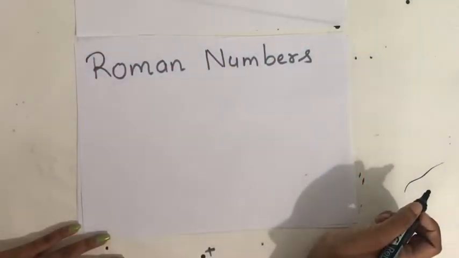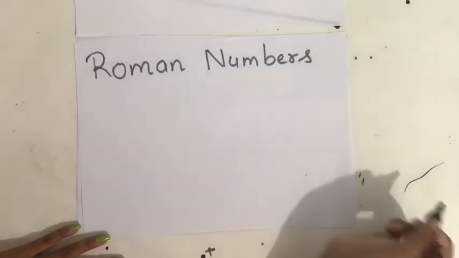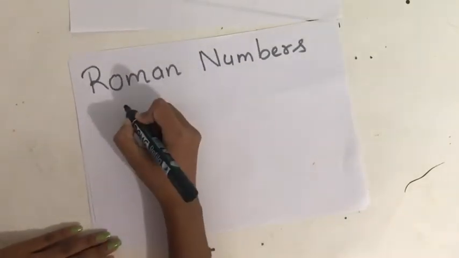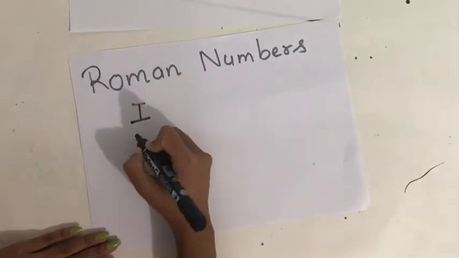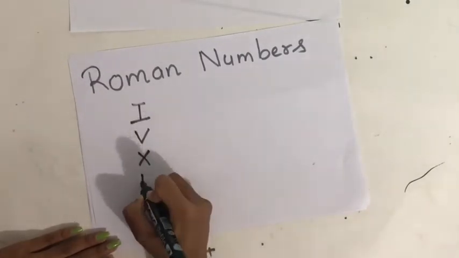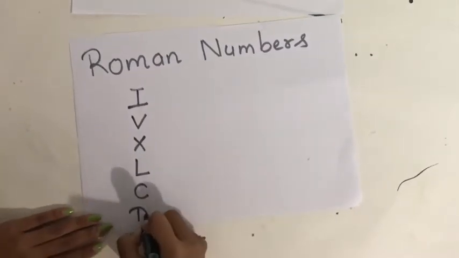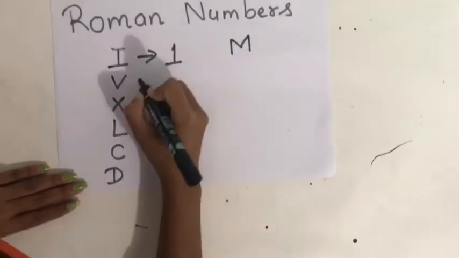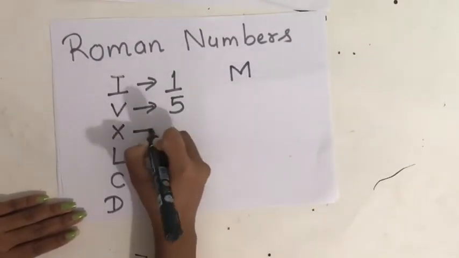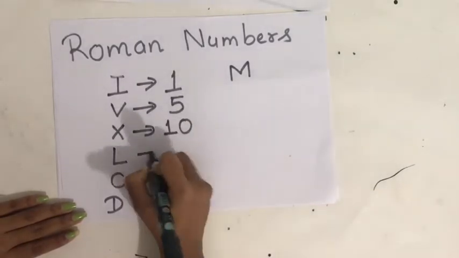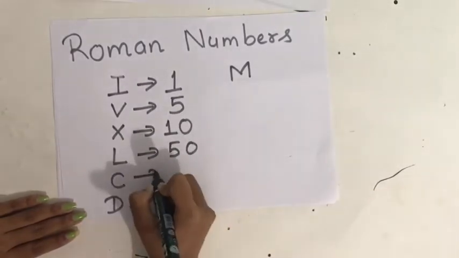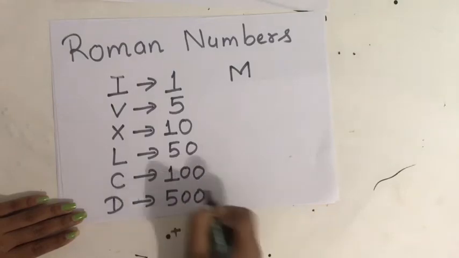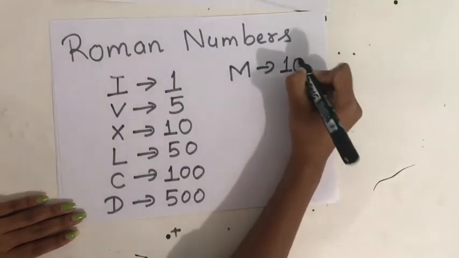Today I am teaching you about Roman numbers. So students, in the Roman number system there are 7 symbols to represent different numbers. Like there are I, V, X, L, C, D and M. I represents 1, V represents 5, X represents 10, L represents 50, C represents 100, D represents 500 and M represents 1000.